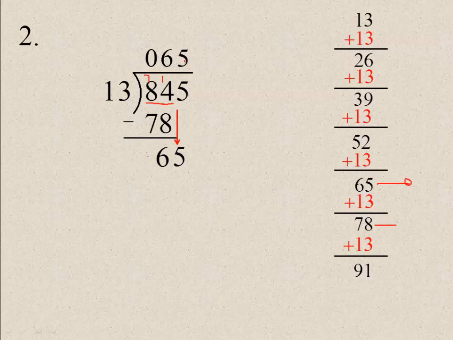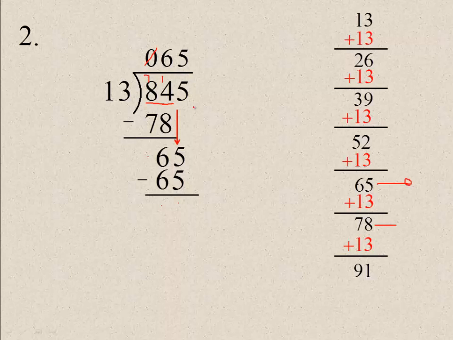And obviously, what do I do now? I multiply and I subtract. Start off by multiplying. 5 times 13, I do not need to work it out. It's already done for me. It's equal to 65. And I subtract. 5 minus 5 is 0. 6 minus 6 is 0. So 845 divided by 13 gives me an answer of 65.